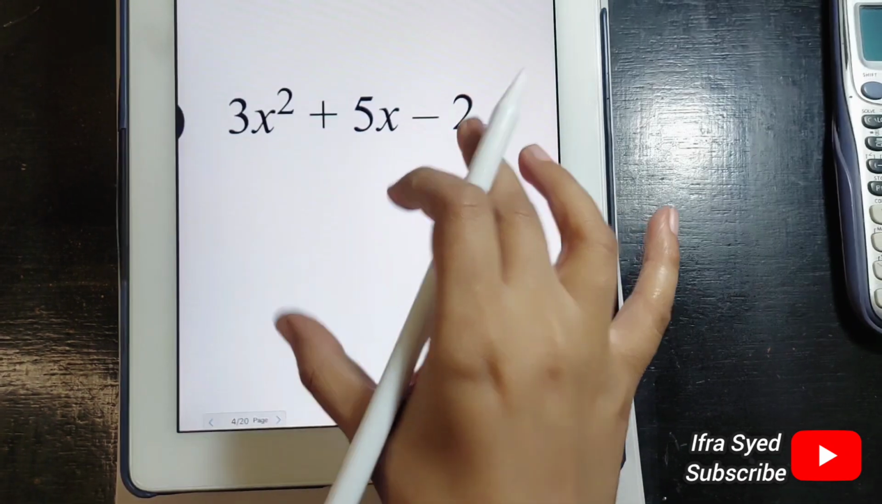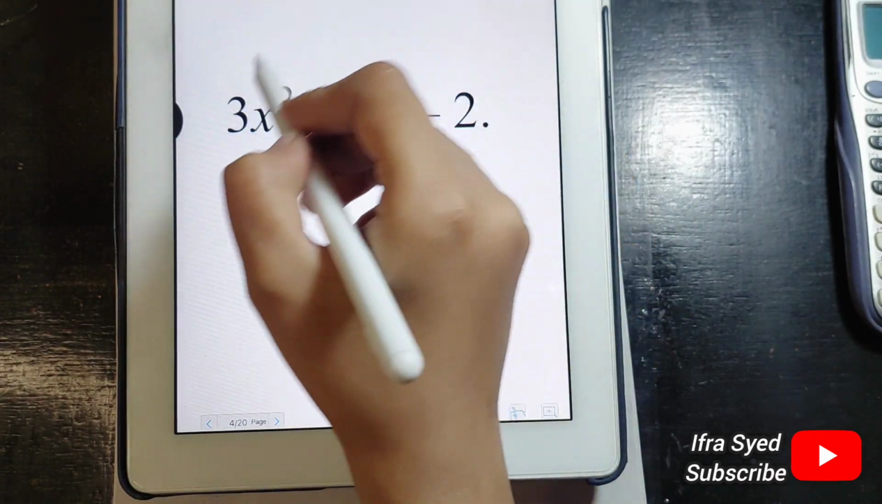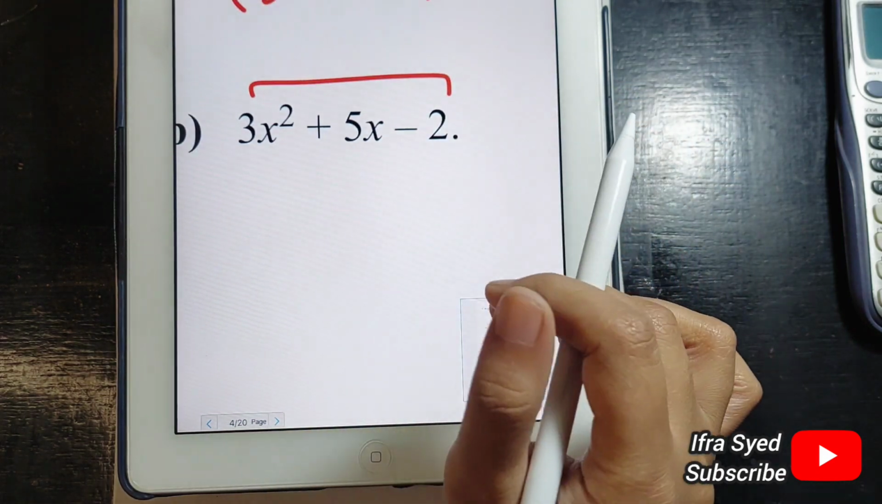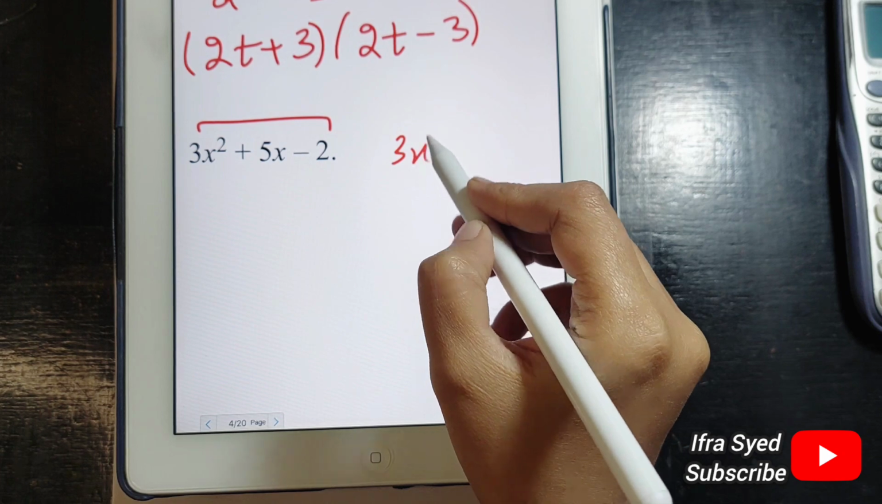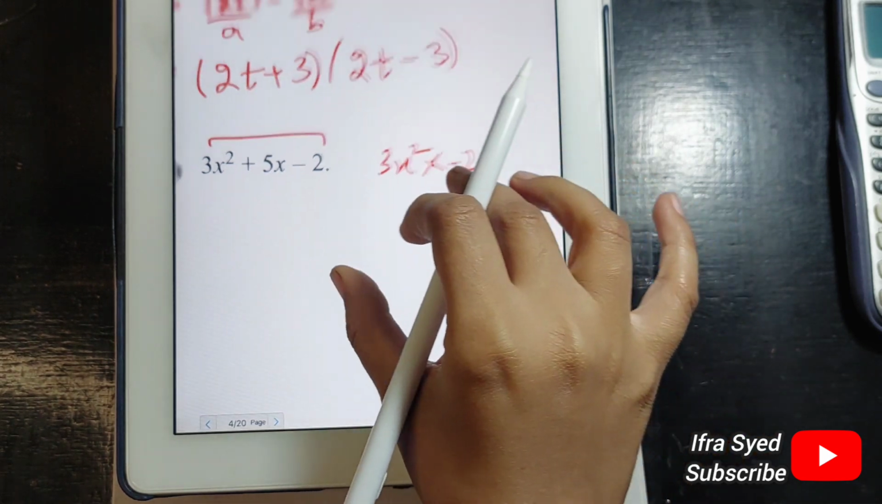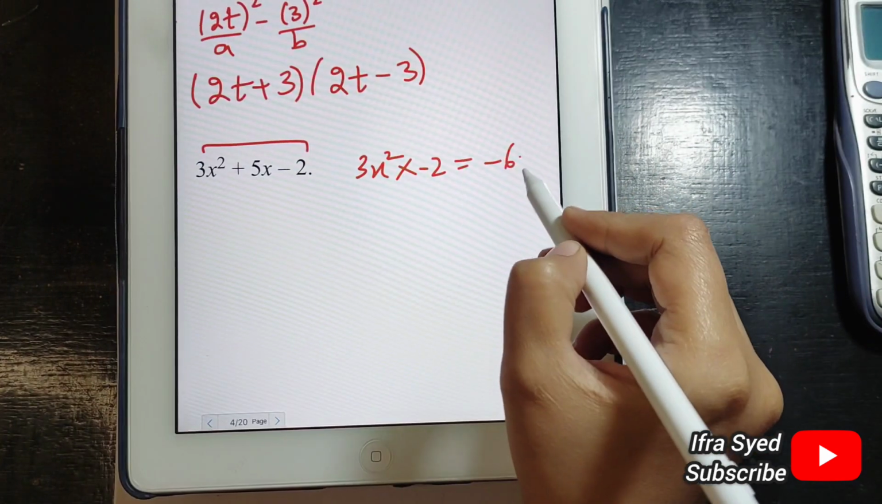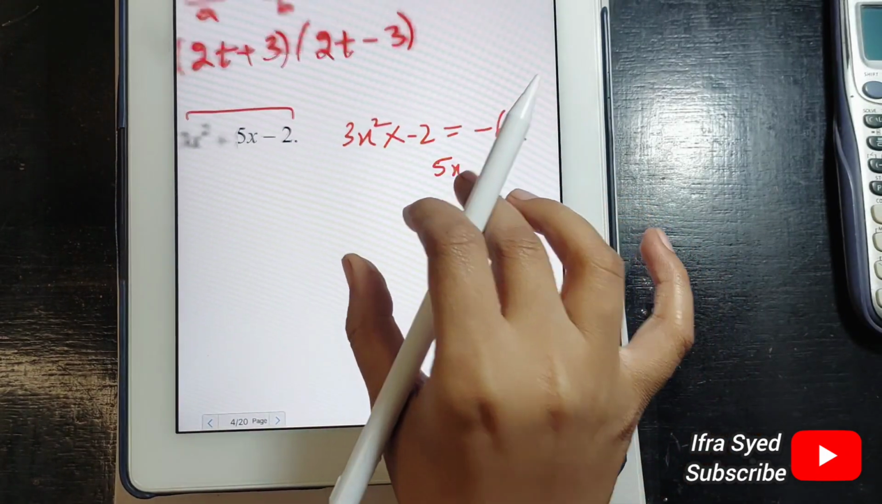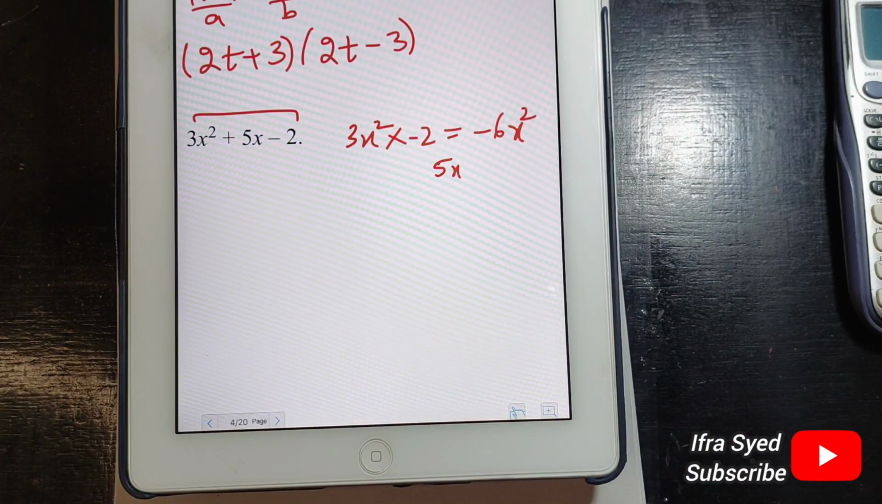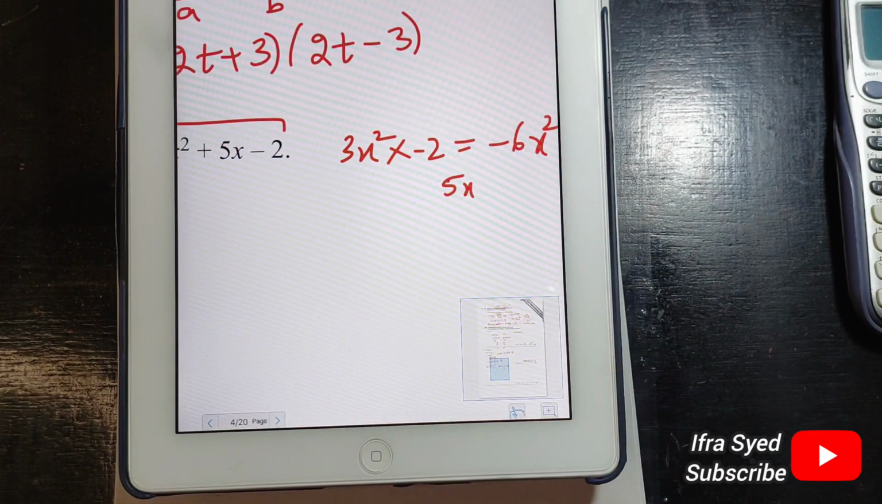So we multiply its first and last term. Its first term is 3x² and its last term is minus 2. When we multiply 3x² with minus 2, our answer is minus 6x², and the middle term is 5x. Now we need to find two numbers such that when we multiply them, the answer is minus 6x², and when we add them, the answer is 5x. So let's find these two numbers.